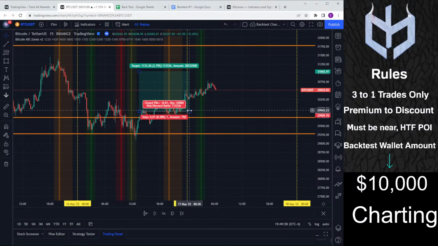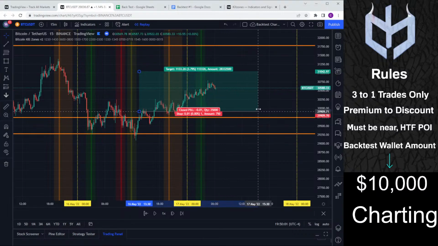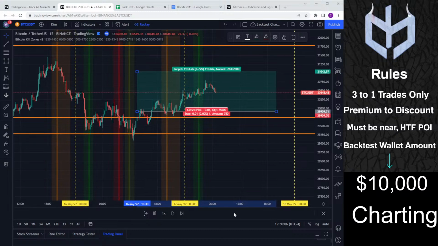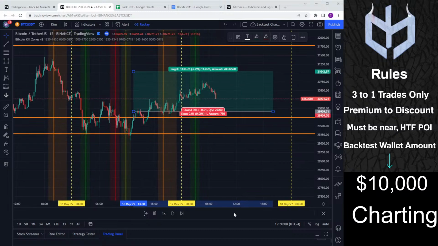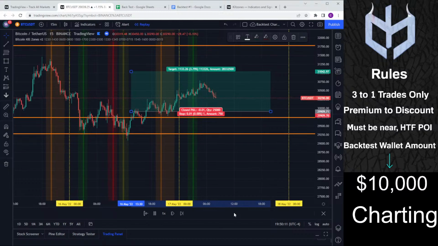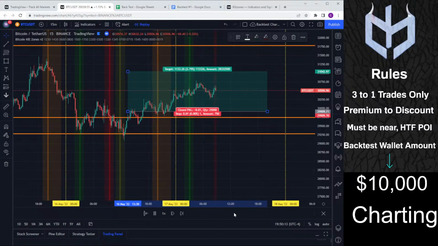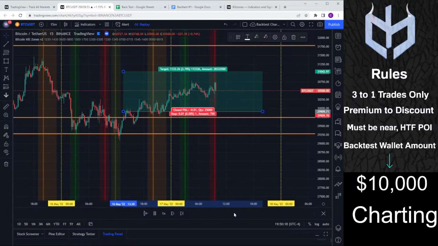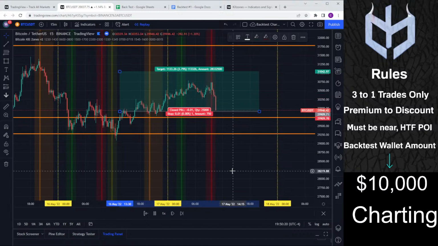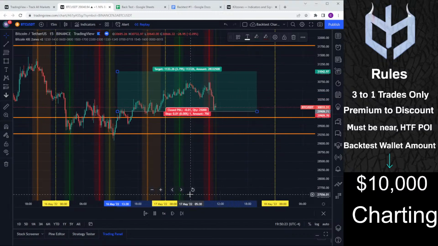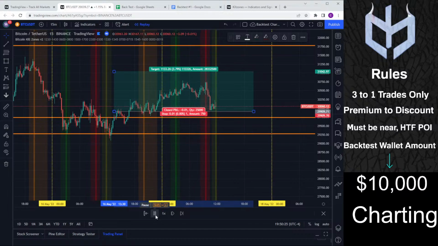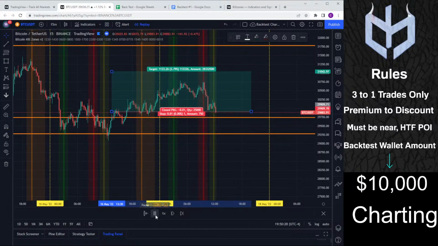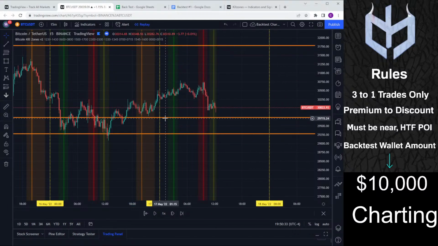Pause this and move this. Going south on us. Still hasn't taken out. There we go. We are out of the trade. First hit.